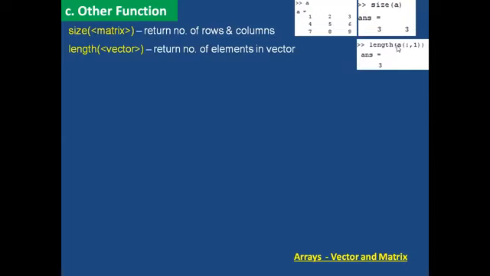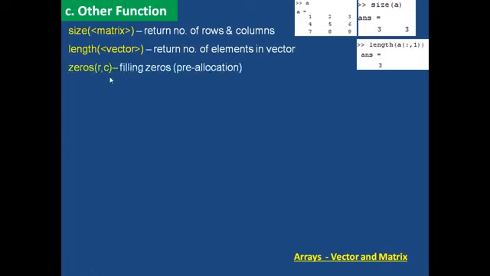So I have given length of A of colon comma 1. What is the meaning of A of colon comma 1? See, the entire row elements of the first column. So first column, entire row elements. There are 3 elements. That is the answer of this.